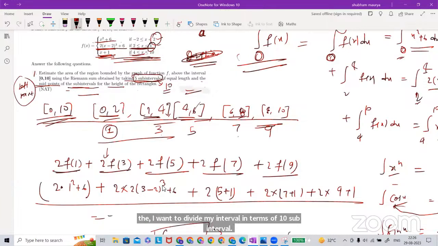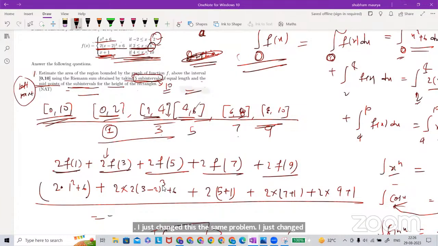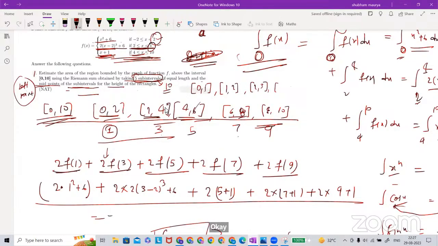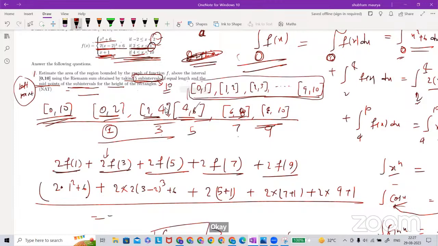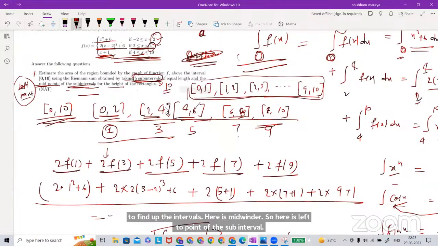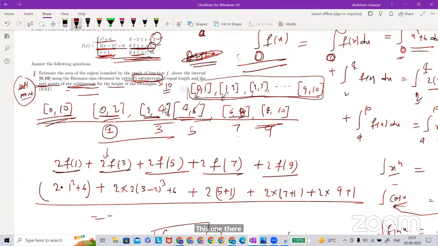Suppose I have changed the problem and said divide the interval into 10 sub intervals. So what are going to be those intervals? This one, right? 0 to 1, 1 to 2, 2 to 3, 3 to 4, 4 to 5. So these are the 10 intervals, right? If you count them all, it will be 10 intervals. Correct? And now in place of midpoint, suppose the left point is asked. So the left point of the subinterval is what? This one, right? 0, 1, 2, 3. That's all.